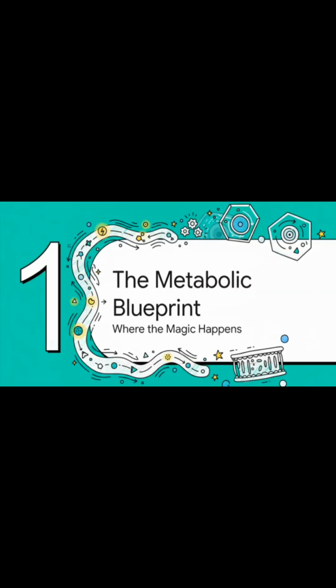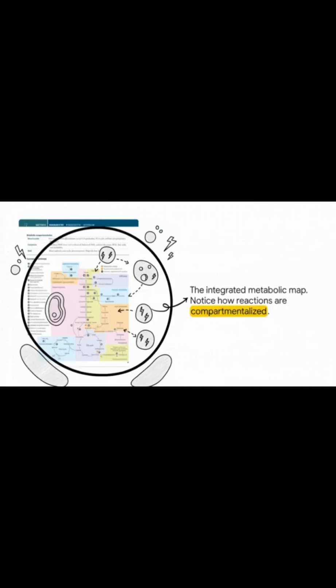First things first, we need a map for our journey. This is the metabolic blueprint, showing us exactly where all the magic happens inside the cell. So check out this map. This is basically our entire metabolic world in one picture. And the first thing you have to get is this idea of compartmentalization. You'll see some pathways like glycolysis and the HMP shunt are hanging out in the cytoplasm. But others, like the TCA cycle and beta oxidation, are tucked away inside the mitochondria. Seriously, knowing which pathway happens where is a classic exam question. So keep this mental map with you as we go.